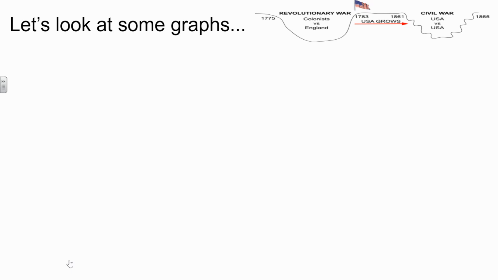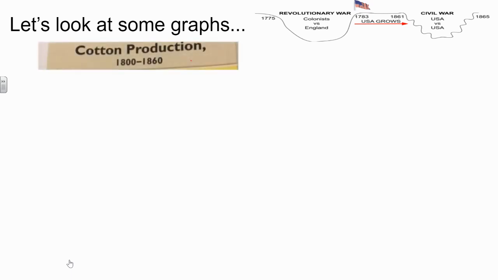Well, it's not only our United States of America that's growing during that time period. I want to talk about something else that's growing during that time period. One thing that's growing is cotton production. If you take a look at this graph that I'm about to show you, I'm just showing you the title right now. It says cotton production from the year 1800, which is essentially right after the Revolutionary War, to the year 1860, which is pretty much when the Civil War is beginning. And this graph is going to show you how much of the cash crop cotton was grown in the United States of America during this time.